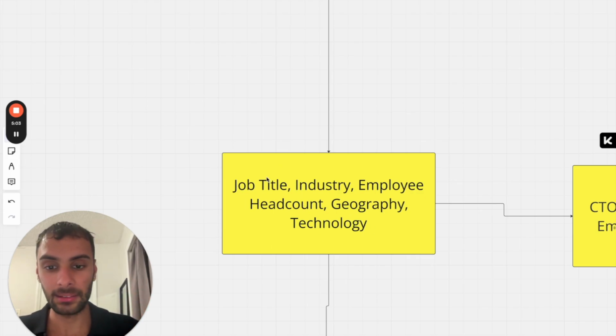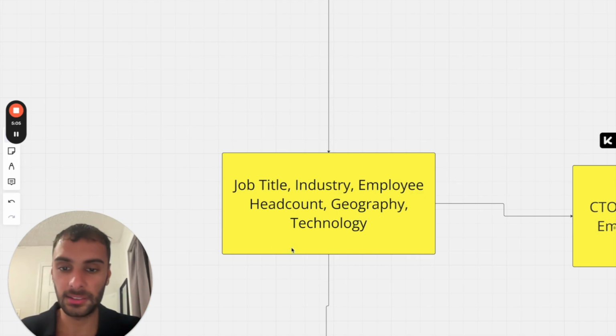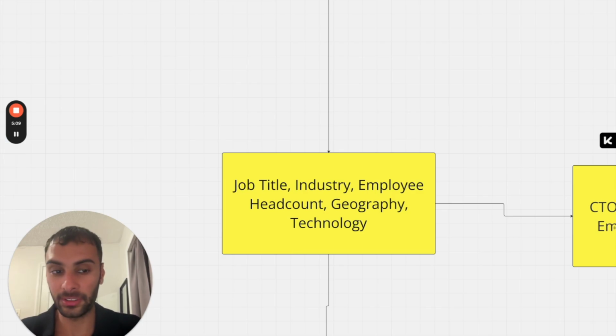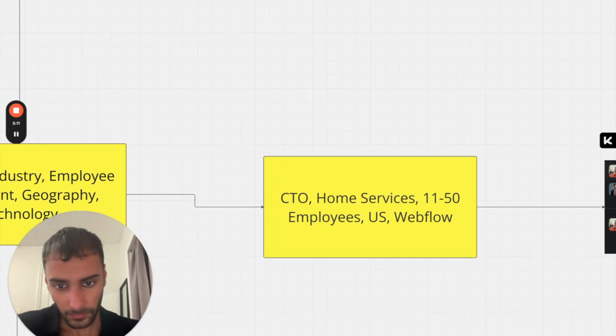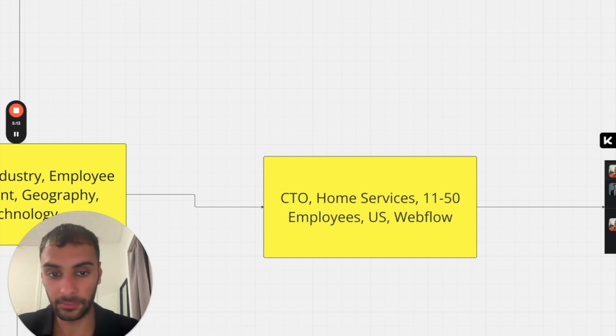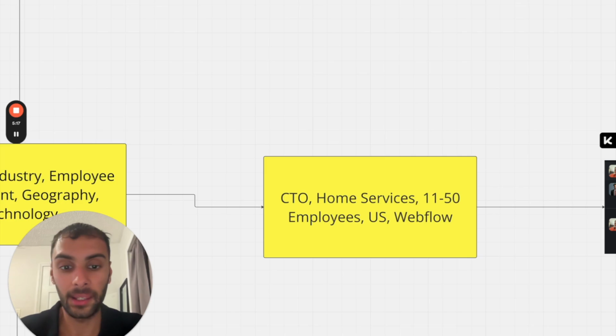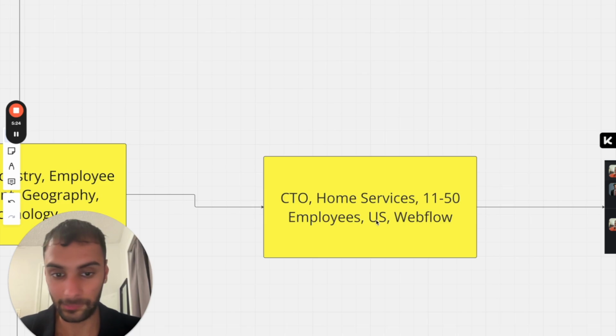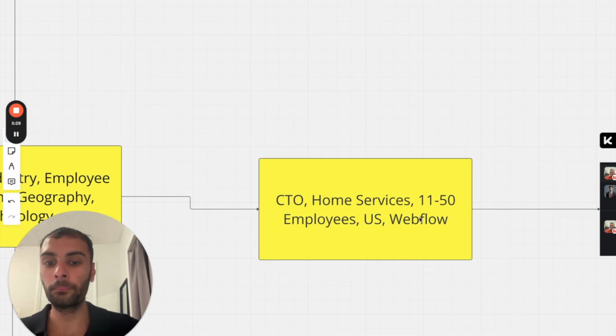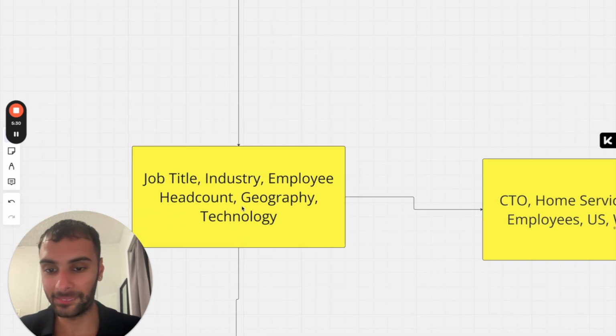And the 5 things that we look at in our agency are job title, industry, employee headcount, geography, and technology. So for example, we could be targeting a CTO of a home services company with 11 to 50 employees in the US using Webflow, right? That's just an example. That's the job title, that's the industry, that's the employee headcount, that's where they're geographically located, and Webflow. And what I want you to do is don't sleep on this last one, technology, right?